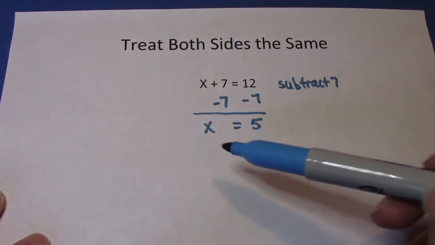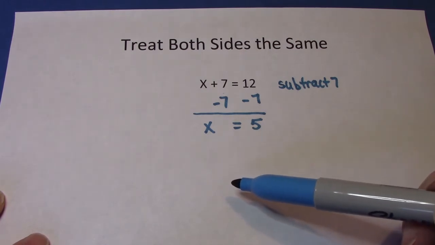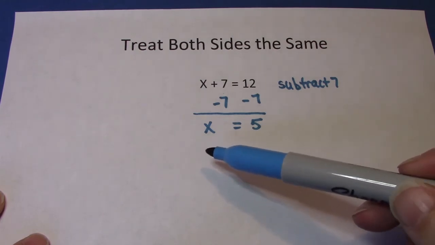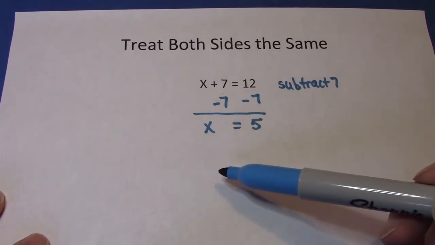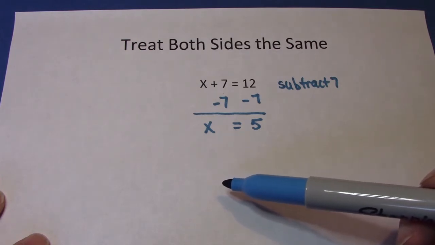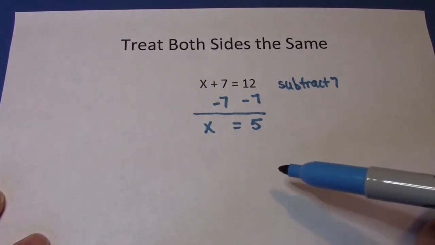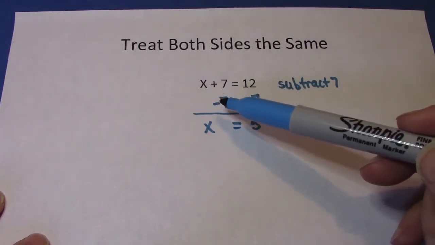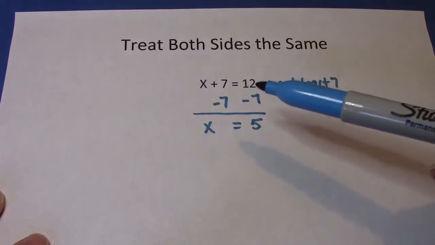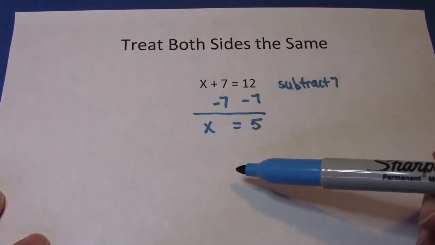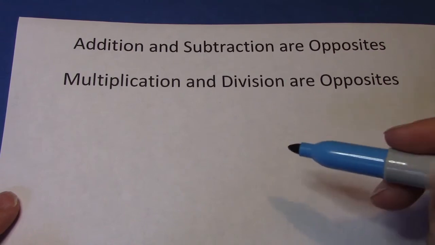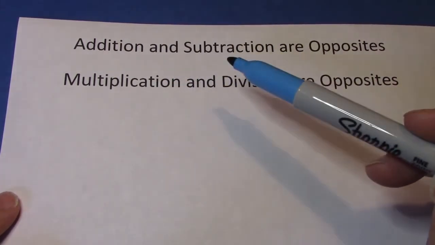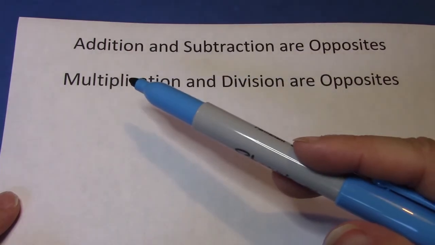It wasn't a random decision to subtract 7 from both sides. The goal of solving the equation is to isolate the variable, meaning to get it all alone on one side of the equal sign. So to solve an equation, we undo what is being done to the variable. In this case, the value of 7 was being added to x, so we did the opposite. We subtracted 7. It's very important to remember that addition and subtraction are opposites. Addition undoes subtraction, subtraction undoes addition.